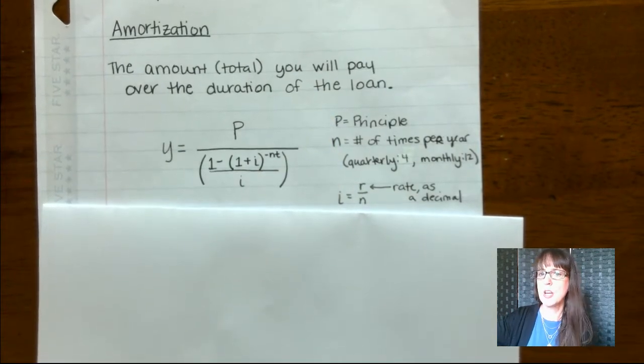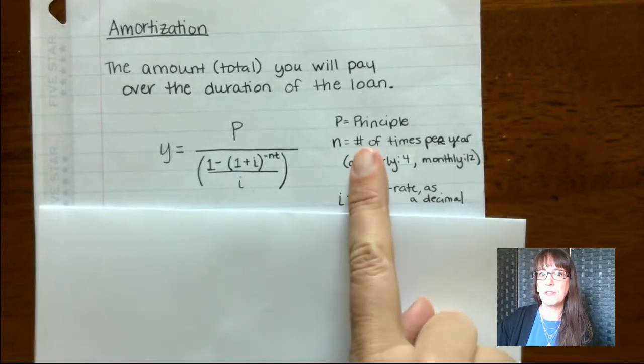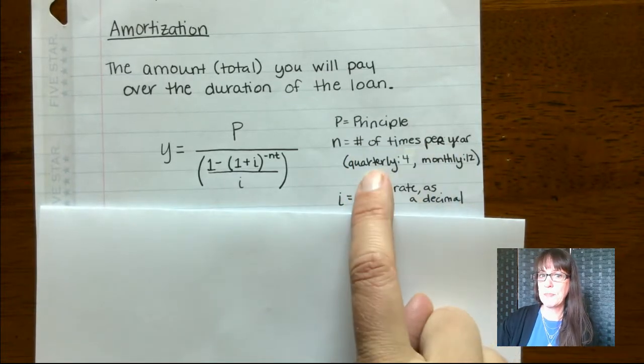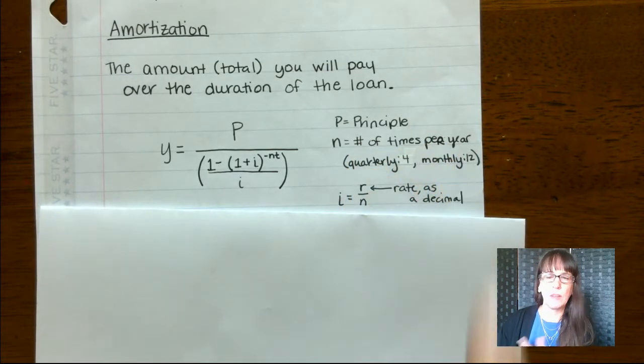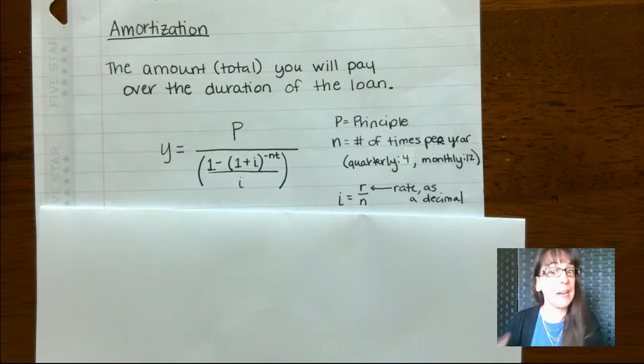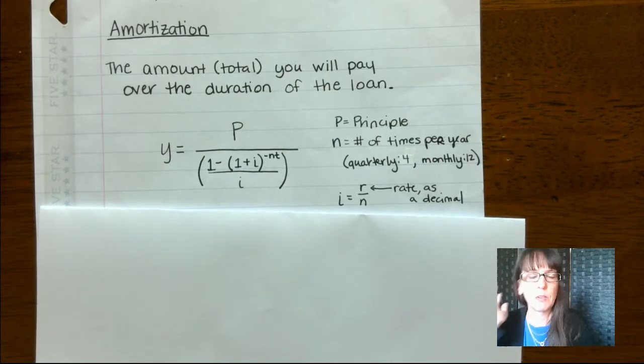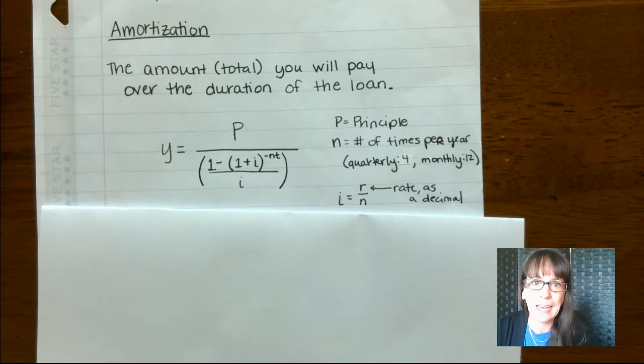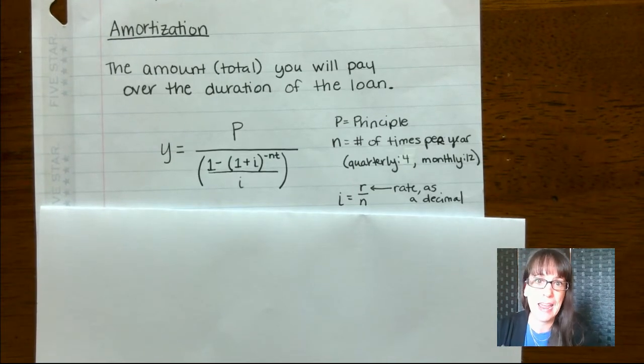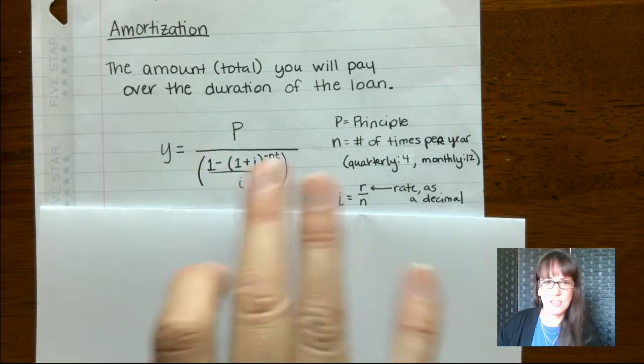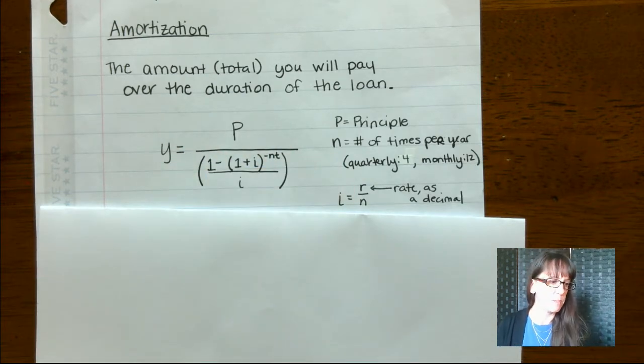That doesn't change. Then we have N for the number of times per year. Quarterly is 4, monthly is 12, daily is 365, all that good stuff. And then our I is our rate divided by that N. So let's actually apply this because this looks really complicated, but you would be surprised, we can actually do this all on our calculator.